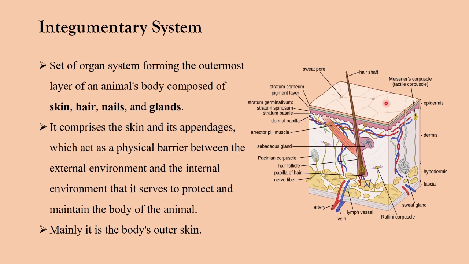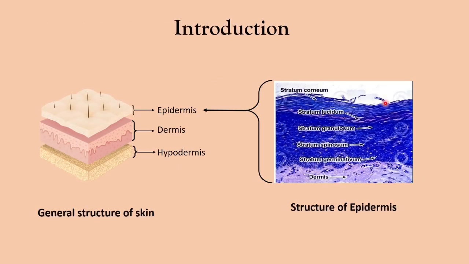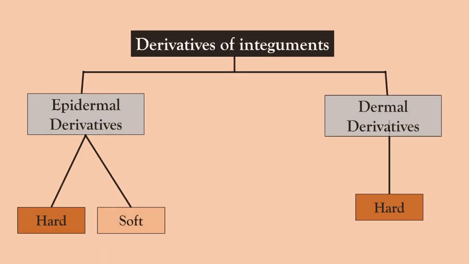Integument is a complex structure comprising three main layers: epidermis, dermis, and hypodermis. The first layer, the epidermis, is further divided into several layers. They are stratum corneum, stratum lucidum, stratum granulosum, stratum spinosum, and lastly stratum germinativum. The outgrowths are mostly formed by the stratum corneum layer. Now let's study the derivatives of integuments in detail.